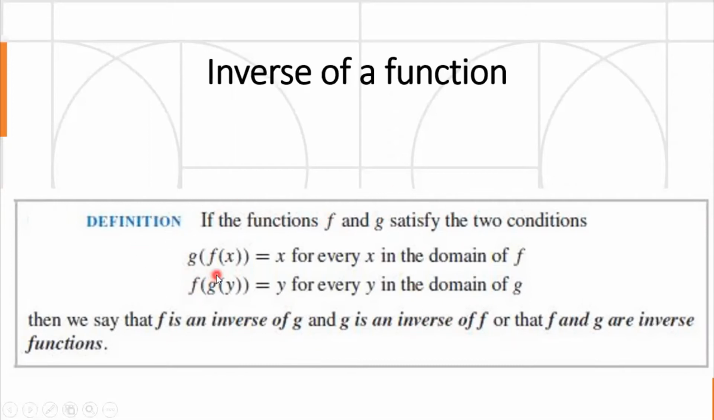Okay? So we can say that f is an inverse of g if we can write g of f of x is equal to x for every x in the domain of f. And we can also say that g is an inverse of f, provided that f of g of y is equal to y for every y in the domain of g. So we have here an example or examples for us to understand this definition.